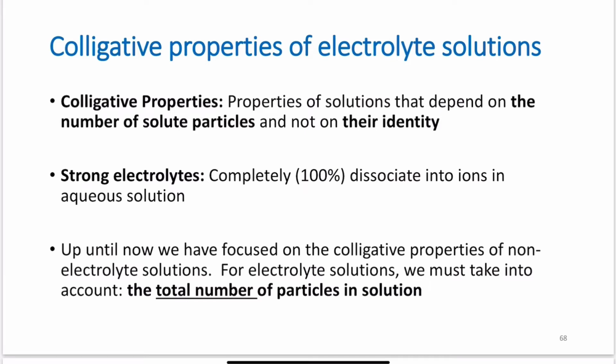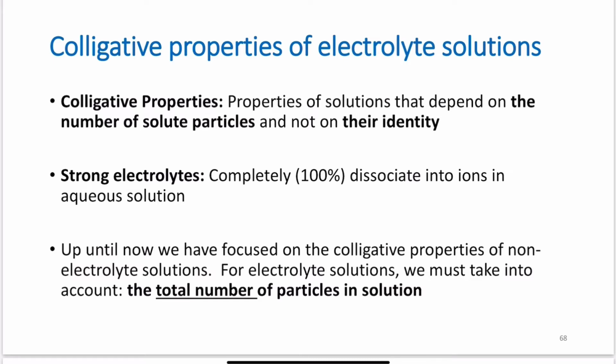But colligative properties are properties of solutions that depend on the number of solute particles, not their identity. Strong electrolytes are called strong because they completely, 100%, dissociate into ions in aqueous solution. Up until now, we've only focused on colligative properties of non-electrolyte solutions. But for electrolyte solutions, we have to take into account the total number of particles in the solution.